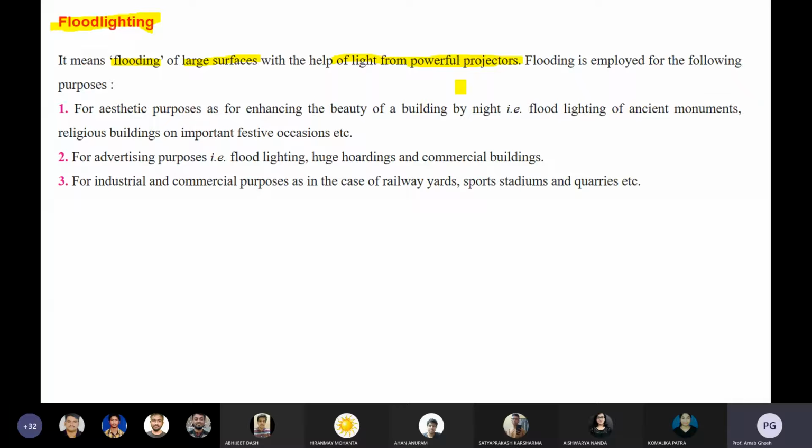Flooding is employed for the following purposes. Number one, for aesthetic purpose, enhancing the beauty of a building by night. That means flooding light on ancient monuments, religious buildings, or important festival occasions. For advertising purpose, flooding light on huge hoardings and commercial buildings.